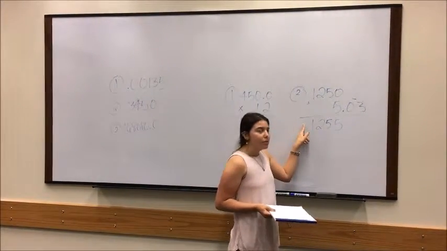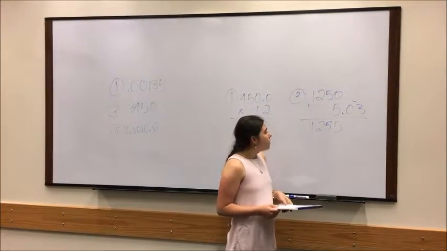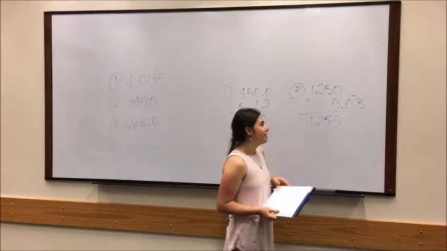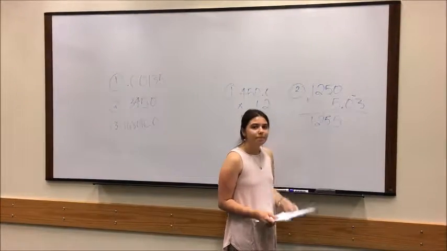When you're adding or subtracting, the answer will have the same number of decimal places as the number with the smallest number of decimal places, which in this case is 0.